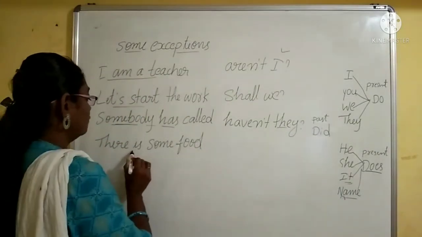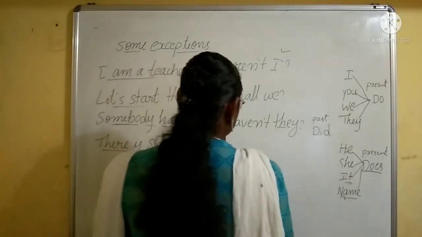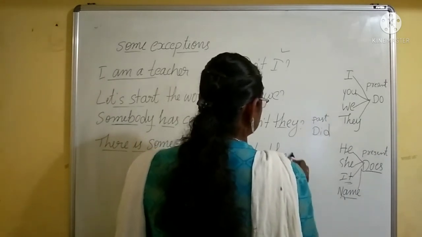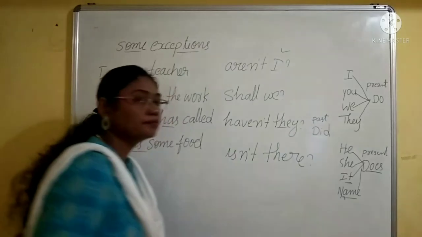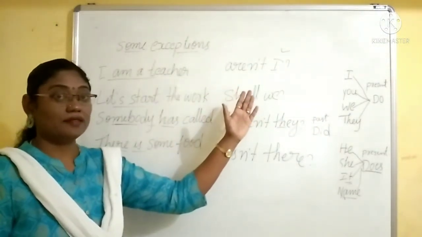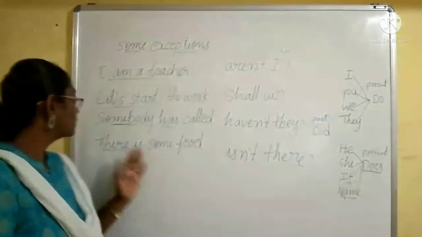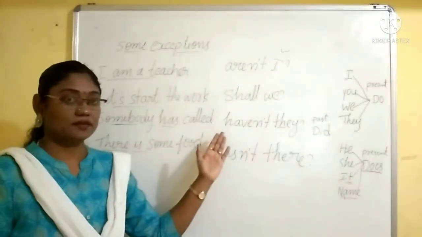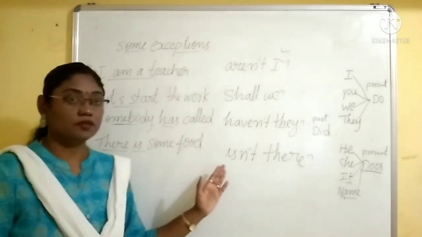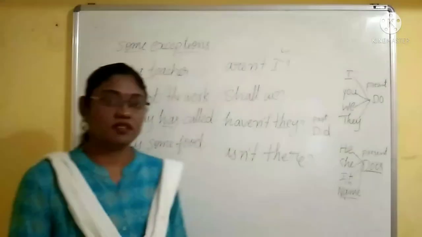There is some food. The helping verb is is. Isn't there? I am a teacher, aren't I? Let's start the work, shall we? Somebody has called, haven't they? There is some food, isn't there? So these are some exceptions.